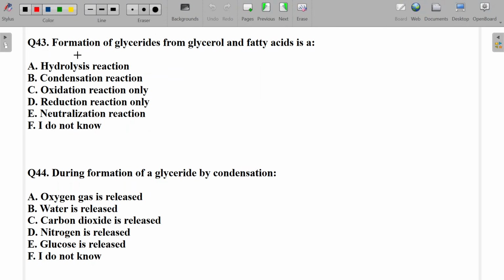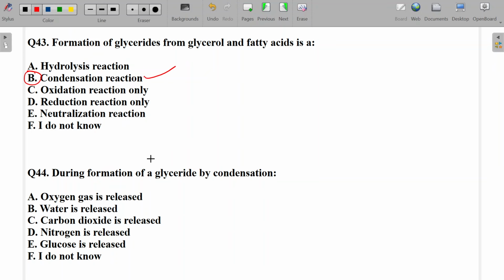Question 43. Formation of glycerides from glycerol and fatty acids is A, hydrolysis reaction, B, condensation reaction, C, oxidation reaction only, D, reduction reaction only, E, neutralization reaction, F, I do not know. What's the answer? B. Yes.